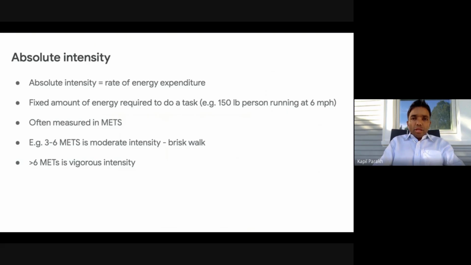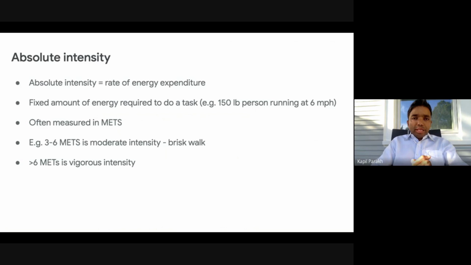There are two main ways to measure the intensity of physical activity and to determine whether it is light, moderate, or vigorous. The first way to measure this is something called absolute intensity. Now, absolute intensity is the rate of energy expenditure to do an activity. So for example, if you're 150 pounds and you're running at 6 miles an hour, there's a fixed amount of energy that's required to do that task. That is often measured in a unit called METs, which is also metabolic equivalence.